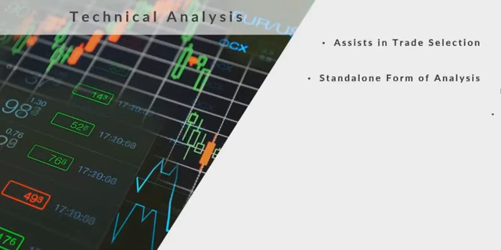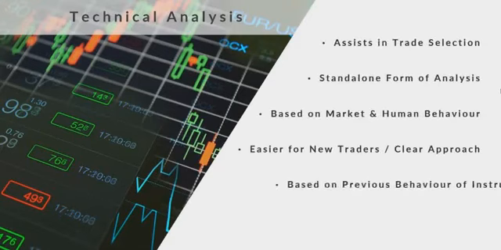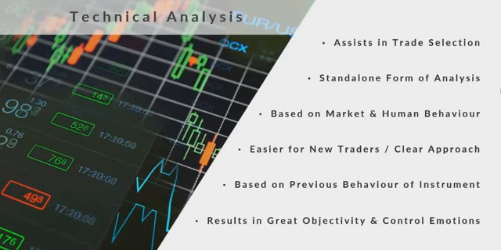When it comes to technical analysis, what are we looking at? We're looking at how to assist our trade selection. Okay? It's a standalone form of analysis when it comes to trading. It is based on the market, but it's also based on human behavior. Why do we have support zones and resistance zones? It's because the market has decided that they're barriers. Now, the market is just a bunch of people. It's you, me, financial institutions, and large corporations.